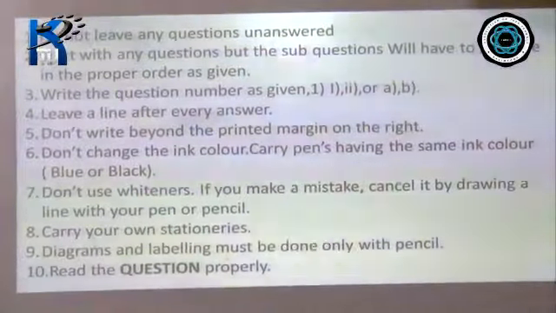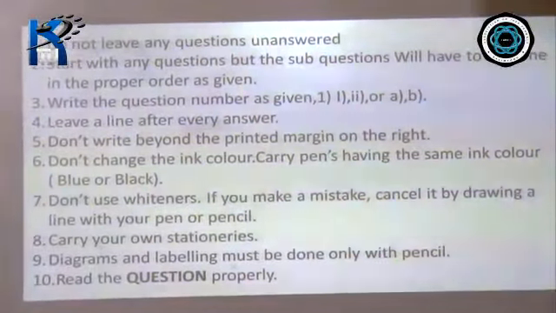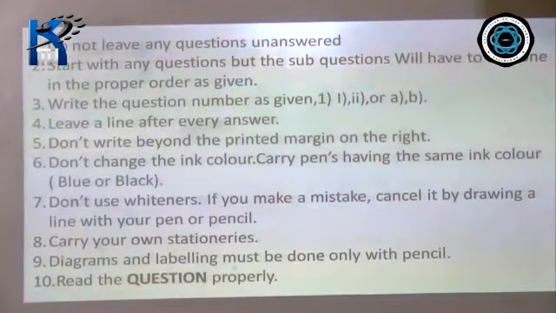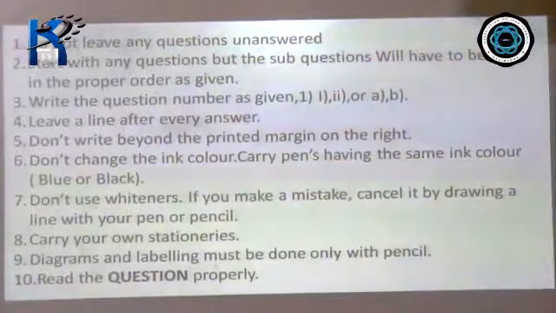But some of the students, what do they do? One answer in blue, another answer in black, a question in blue, then the answer in black. Like that they do it. What you do is carry out with one pen only.